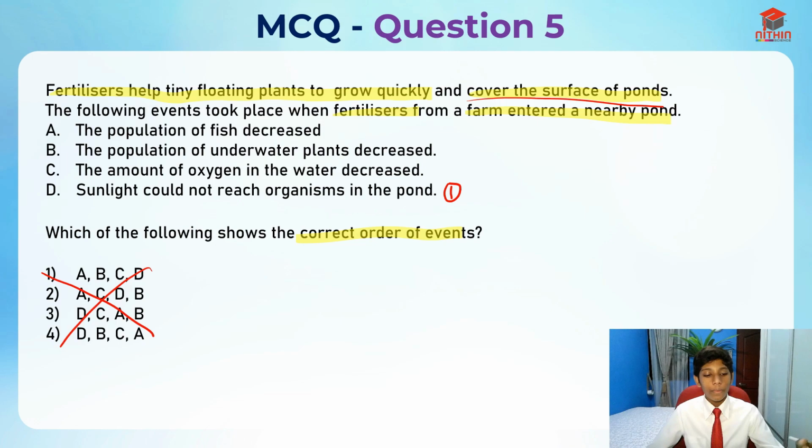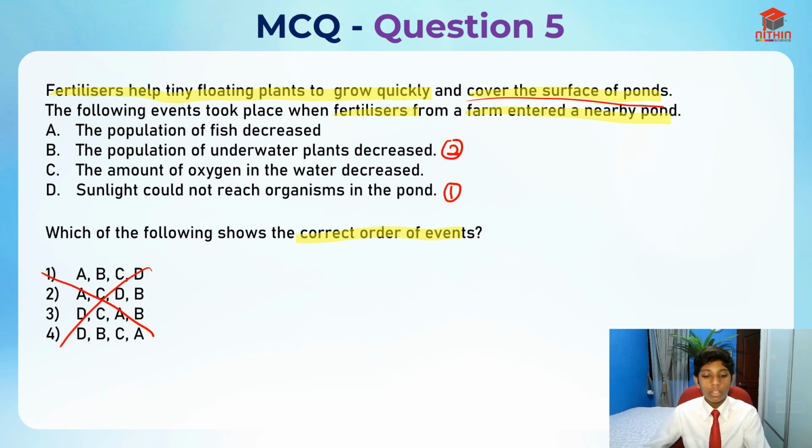Okay, next, after the sunlight couldn't reach the organisms in the pond, what could have happened? Did the amount of oxygen in the water decrease? No. Before that, something else happened. The population of the underwater plants decreased. Do you know why? Because plants need sunlight to photosynthesize in order to make food. So the population of the underwater plants decreased. So this is second.